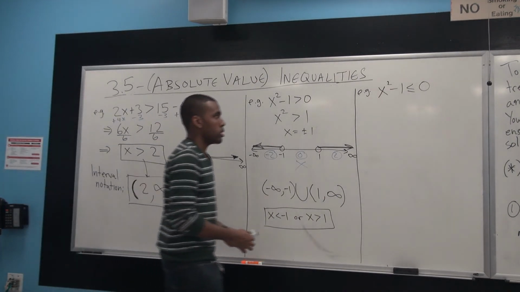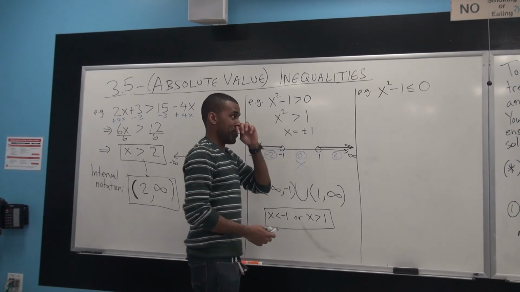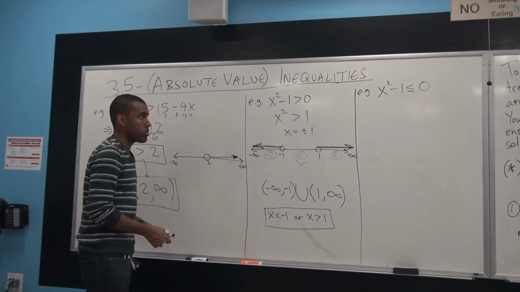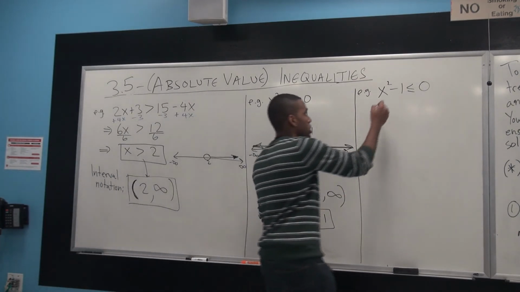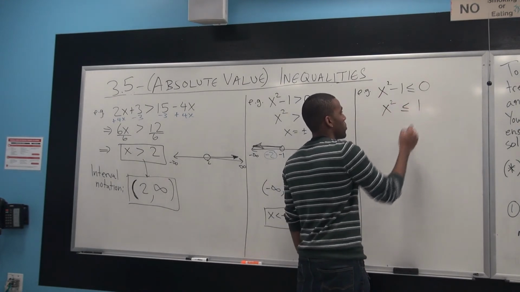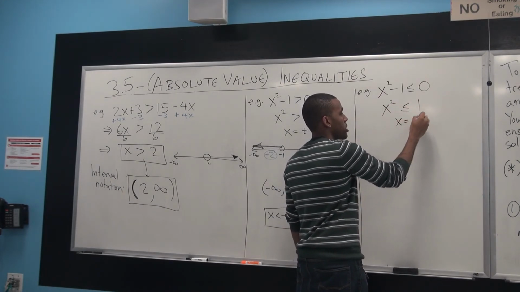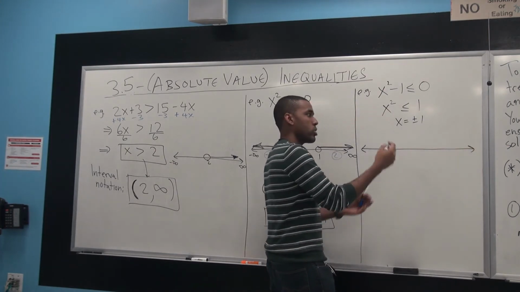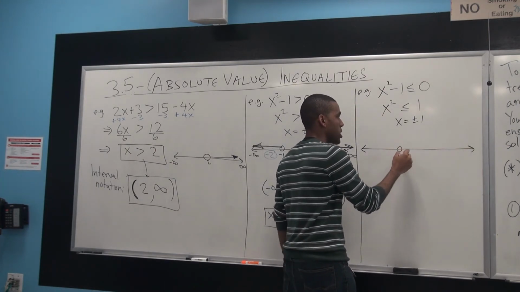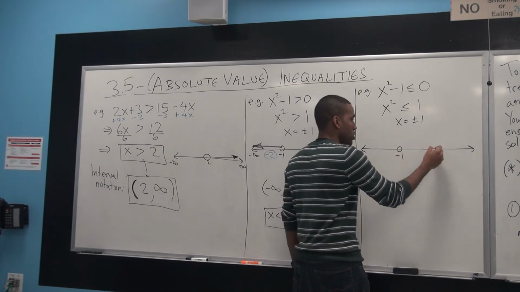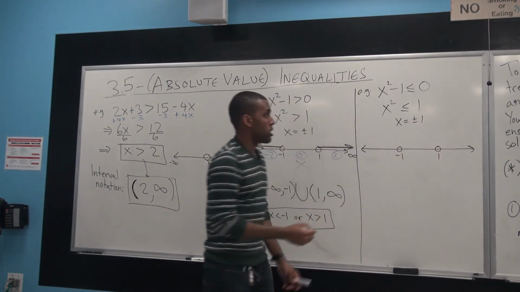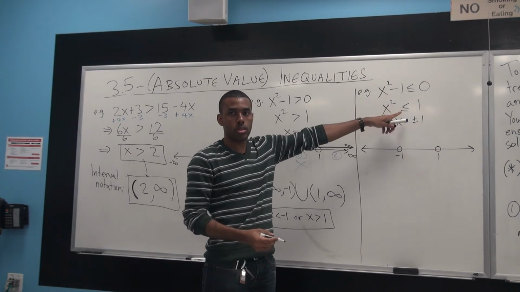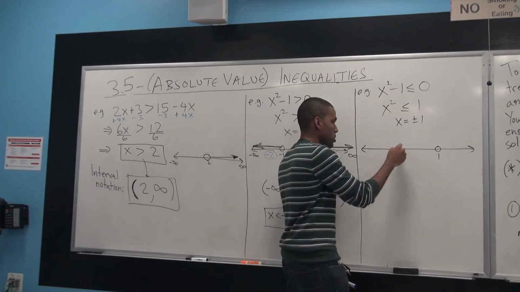Okay. What about this one? It's very similar. Again, here you'd get plus or minus 1, and to figure out where the inequalities happen, because there are several values that are possible, you would do this again. Now the thing is though, this can be equal to, so you'd shade the circles.